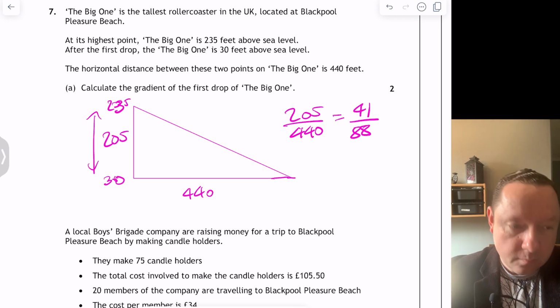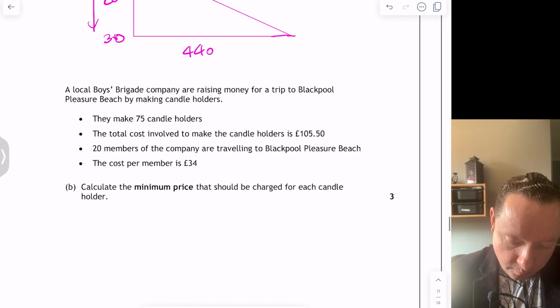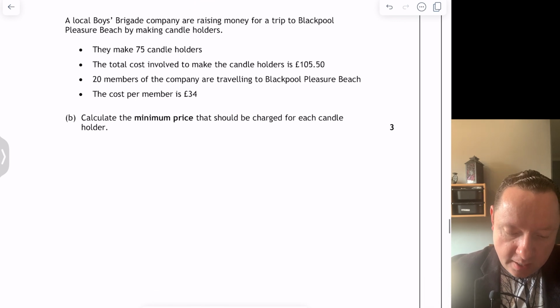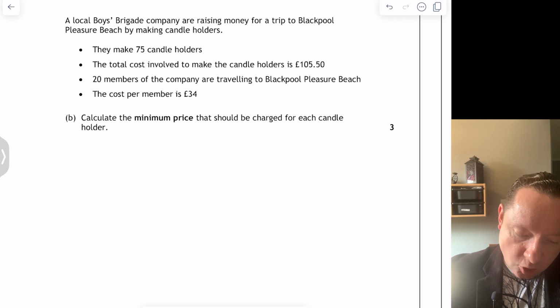Okay, a local boys brigade company is raising money for the trip to Glasgow by making candle holders. We make 75, the total cost is 105.50. 20 members are travelling to Blackpool Beach, and the cost per member is 34. Calculate the minimum price that should be charged for each candle.